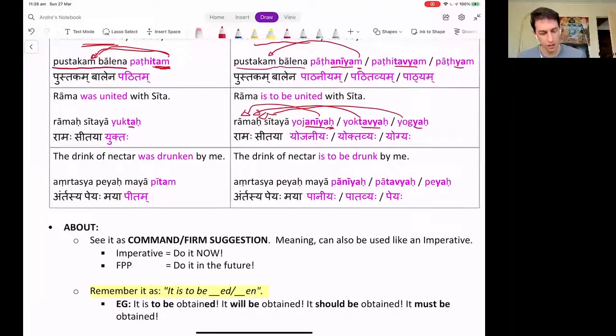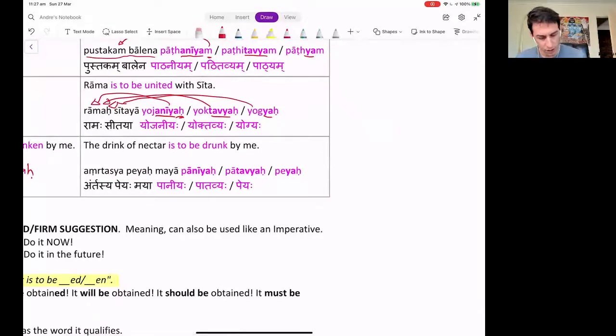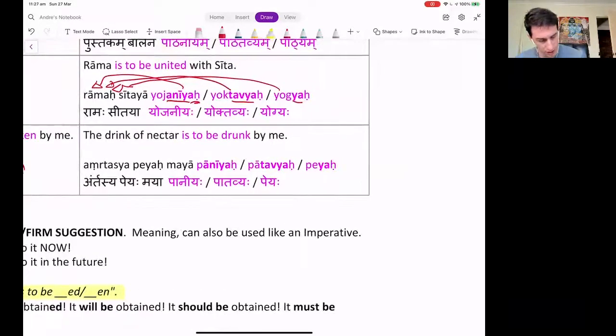The drink of nectar was drunken by me. Amrtasya peyaha. Peyaha is a drink. Maya, by me. Pitam. Pitaha, actually. Pitaha. Okay, because it's pointing to a masculine. The drink of nectar is to be drunk by me. Same thing. Amrtasya peyaha maya, with aniya, tavya, or ya.